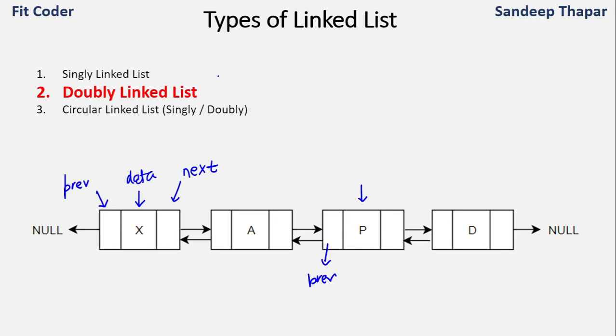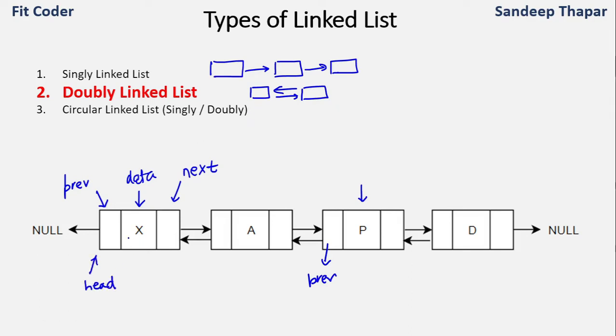In singly linked list, you just have a pointer which is pointing to the next node. But in doubly linked list, you can go back also. Each node is pointing to the next one and the previous one. The head node of the doubly linked list will have a previous pointer which is pointing to null, because this is the first node of the linked list. Since this is the first node, there is no previous node before this, so the previous of the first node is pointing to null, and the next pointer of the last node is also pointing to null because there is no node after this.